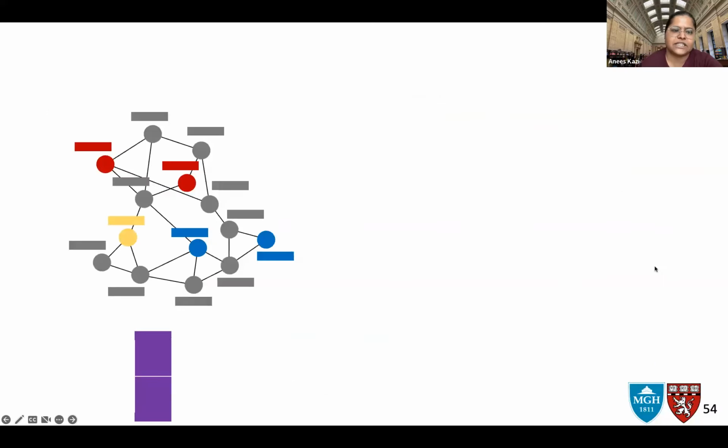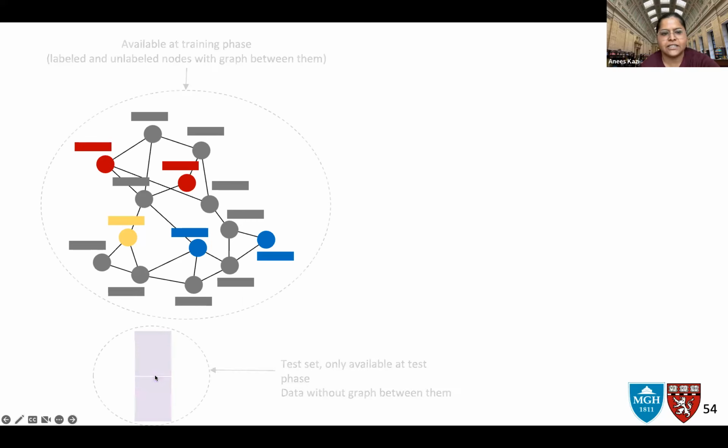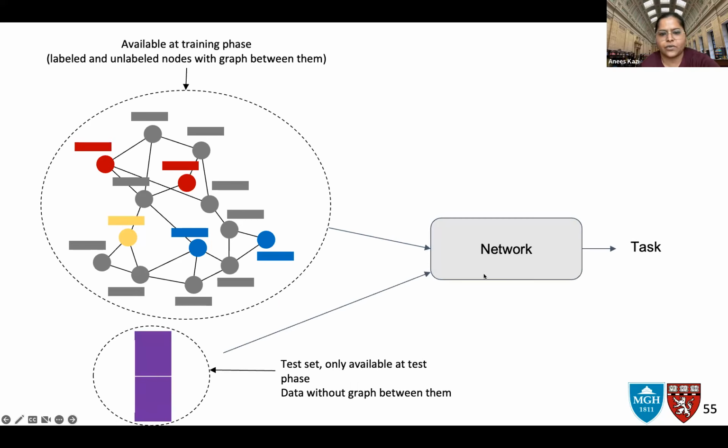So this is the input setup. You have training samples. The gray points are training samples that do not have any labels. The colored samples, where the colors represent the class, are the training samples where the labels are present. And at the test set, you have only the feature vectors, but you do not have any graph within them. So let us just concatenate them together. What we want is a network that takes such a setup as an input and does your task.